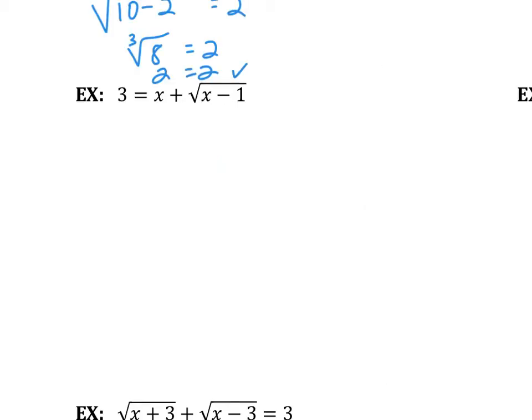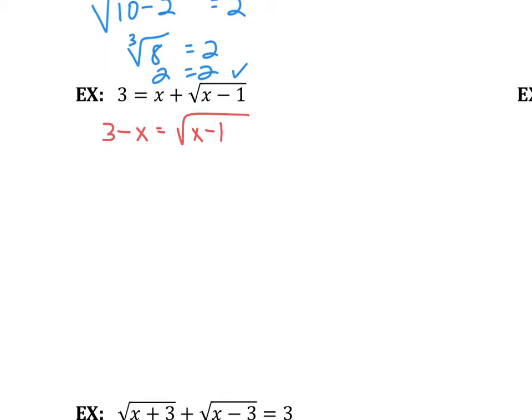In our next example, we have another radical equation that involves a square root. So we first need to isolate that square root, and notice we only have one term that has a square root in it. So I'm going to subtract the x, so I'll have 3 minus x is equal to the square root of x minus 1. So I now have my radical isolated.